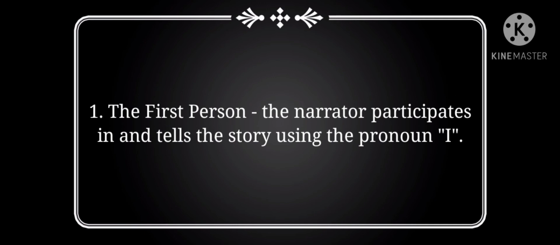Under the point of view, there are types in short stories. The first one is the first person. When we say first person, the narrator participates in and tells the story using the pronoun I. It is the easiest to determine because of the pronoun I, as the author narrates for himself. So that's the first person.